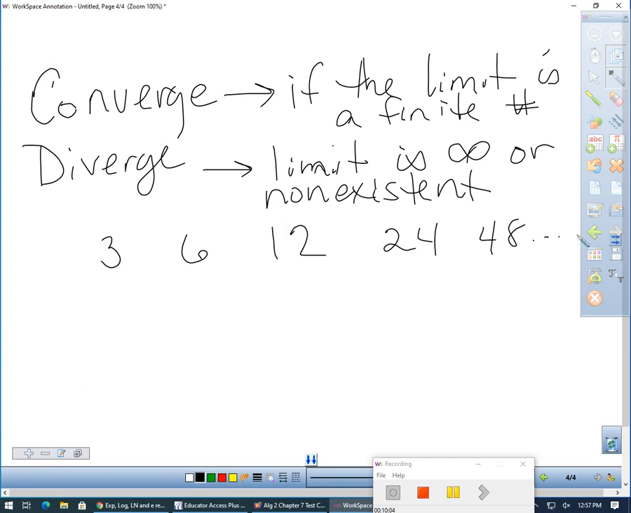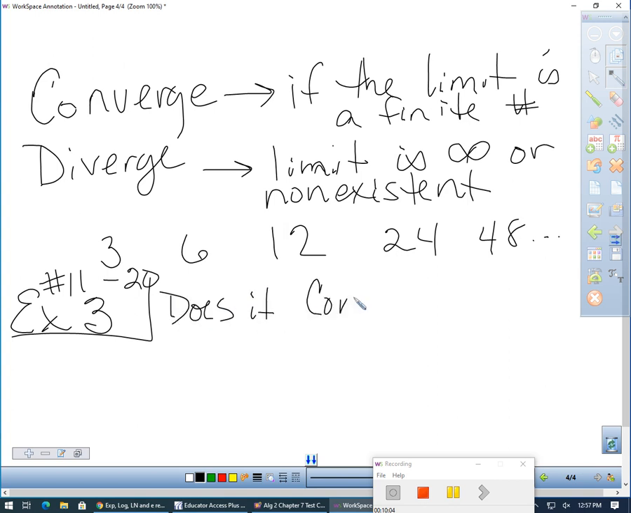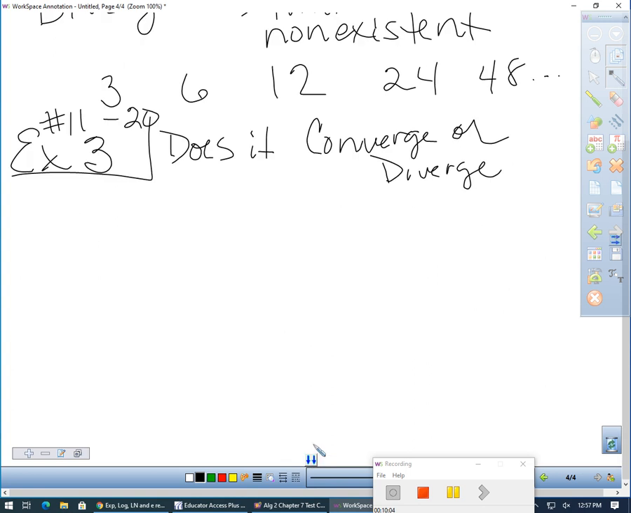Alright? So here is example number 3. This would be from numbers 11 through 20. And I know you're just doing odd, but I like to do it in the whole section. Alright? I want to know, does it converge or diverge? And if it converges, to what number? Sorry about that. Alright, so let's try this.